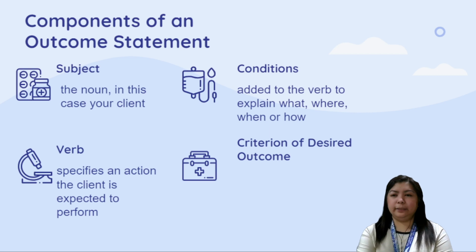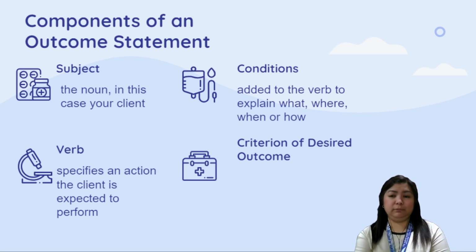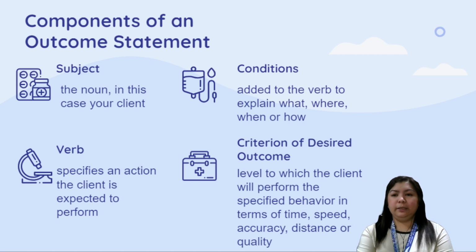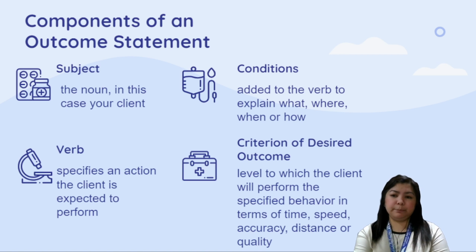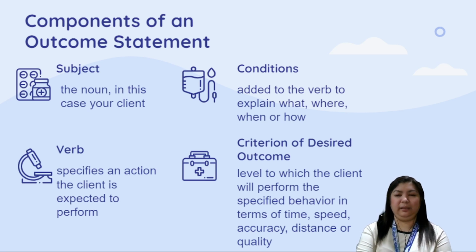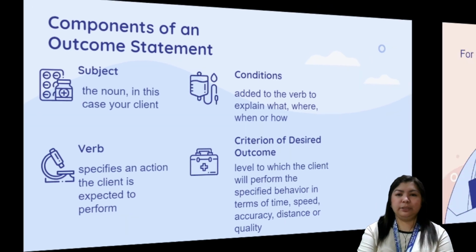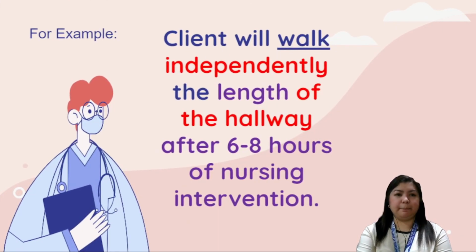Conditions. These are added to the verb to explain or answer the question what, where, when, or how. And your criterion of desired outcomes is the level to which the client will perform the specified behavior in terms of time, speed, accuracy, distance, and quality. So let's take into consideration our example here.